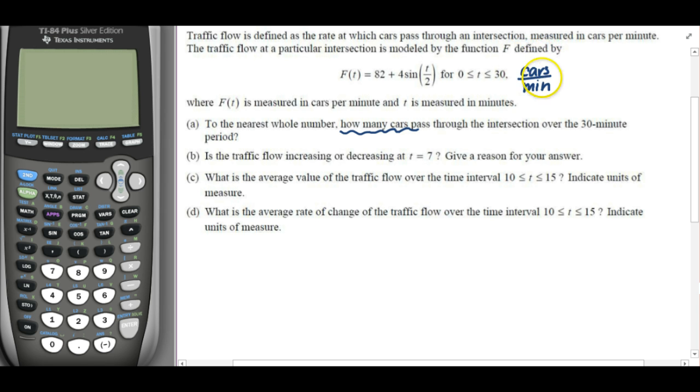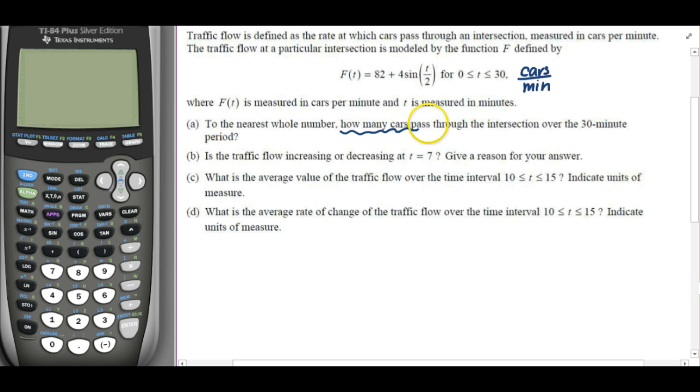I want to get to just cars. If I were to take a derivative in cars per minute, my answer would be cars per minute squared if I took the derivative of f of t. But instead, I'm going to evaluate an integral.